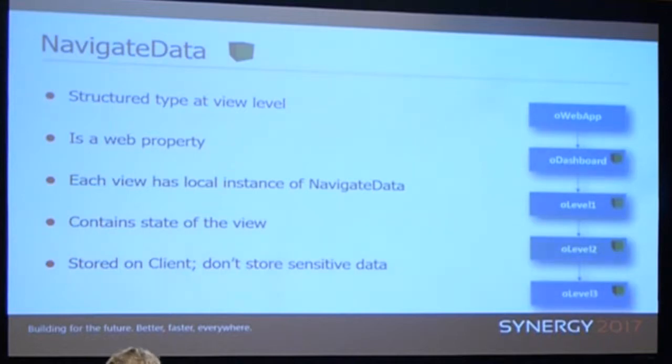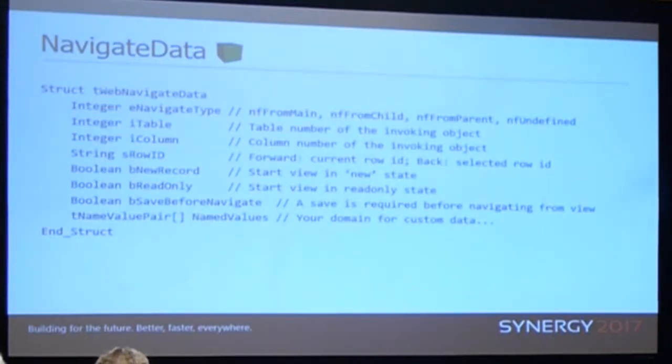So what are the elements of it? Basically those. The navigation type, it will determine and put in there. It has a column and a table where it's coming from, so that it knows what column to update if you go back from a certain view. It has the row ID, for example, whether it's a new record or read-only. So this is information for the object you're navigating into. If you want to start up a read-only mode, you can control it by this.